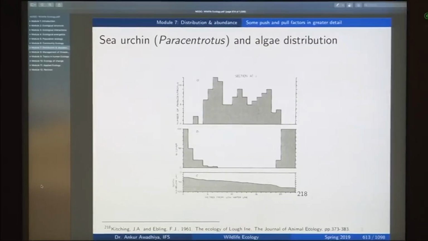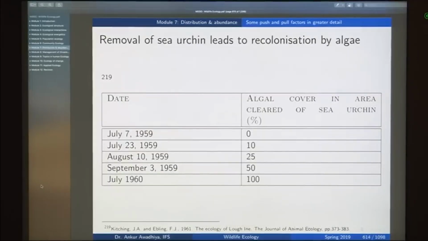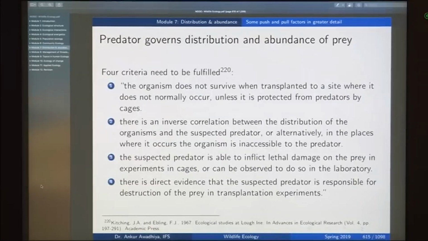So, this led to a study of whether predators can restrict the ranges of the prey organisms. So, a certain area was cleared of the sea urchins, and if you remove the sea urchins, the algae are able to come back to that area, which shows that there is nothing other than sea urchins that was wanting in that area. Then, if you have a situation where a predator is governing the distribution and abundance of prey, in that case you will have 4 conditions that will have to be fulfilled.